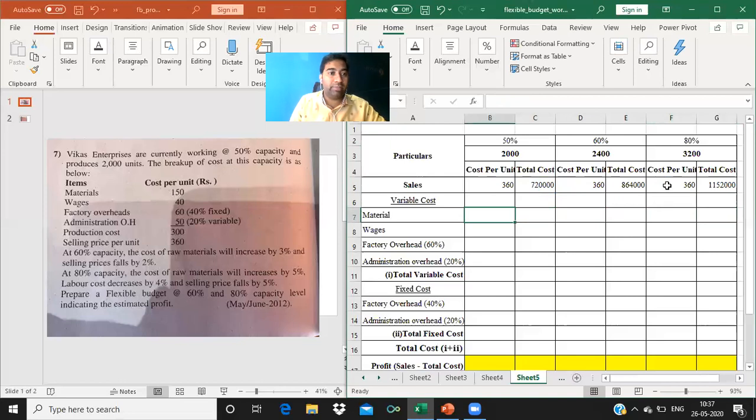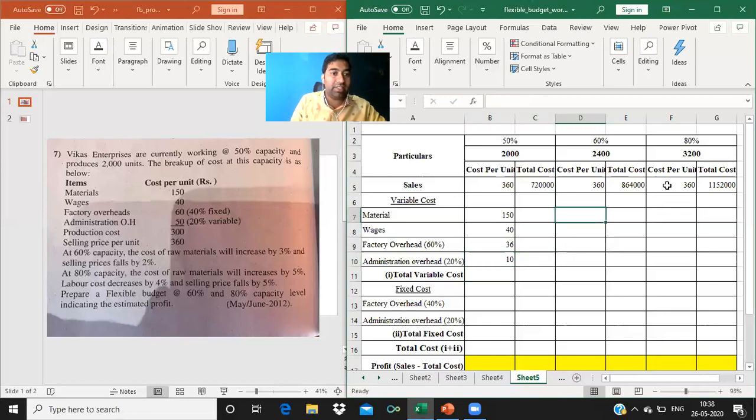Coming to the variable cost, materials at 50% capacity is given as 150, wages is given as 40, and factory overhead is given as 60% variable. So it is 60 into 0.6, that is 36, and administration overhead is given as 50 rupees. Out of that, the variable component is 20%, so it will be 10 rupees. Let us go to the adjustment now.